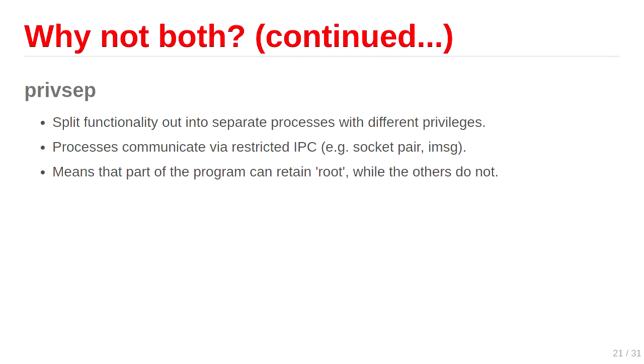Privsep is an even more interesting approach to this. So we take a program that provides some sort of functionality and we split it up into separate processes. Each of those has different privileges. Each of these processes then communicates via some form of restricted IPC. Common techniques are things like socket pairs. On OpenBSD, it's very common to use a thing called imsg, which is basically message passing over sockets. And it means that part of the program can retain privilege whilst the others do not. We can then ask the other process to do something on our behalf, or check something on our behalf. If the part that doesn't have privilege gets attacked, it's not actually useful.